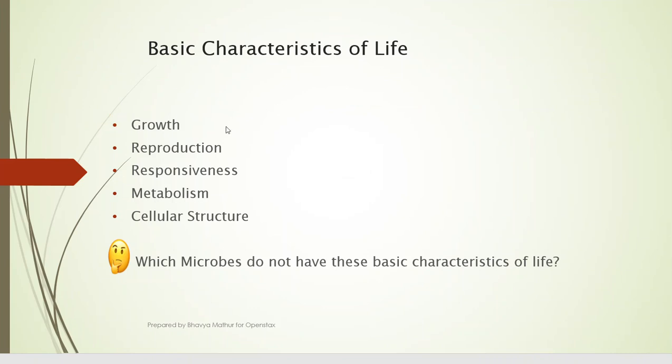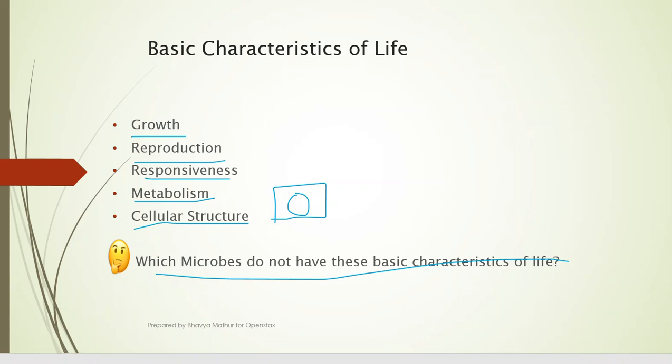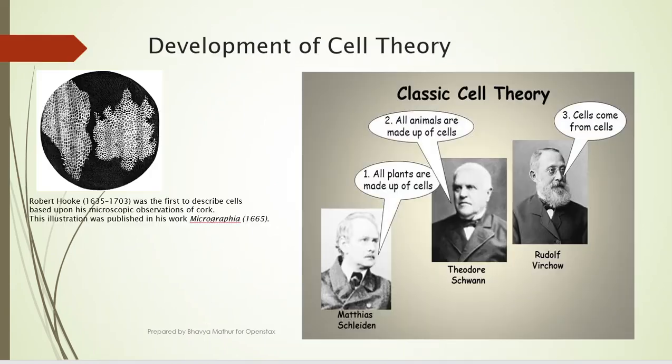What are the basic characteristics of life? All life must grow, must reproduce itself, must be responsive. So it must be repelled by noxious stimuli and attracted by things like food and warmth or whatever it needs. Metabolism, it's biochemistry. It does chemical reactions. And then last but not least, it has a cellular structure of some sort. And they're asking that question. Well, that's the acellular guys we just saw.